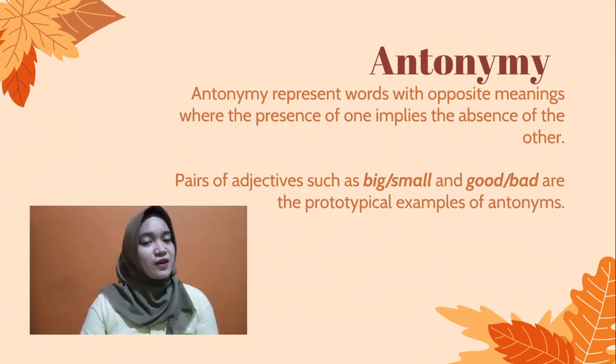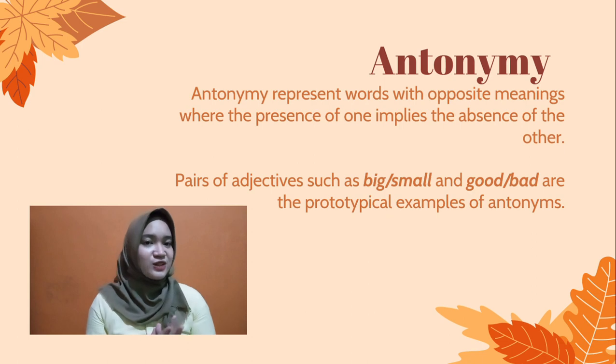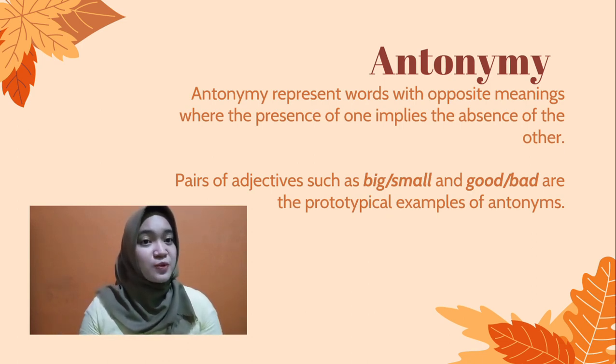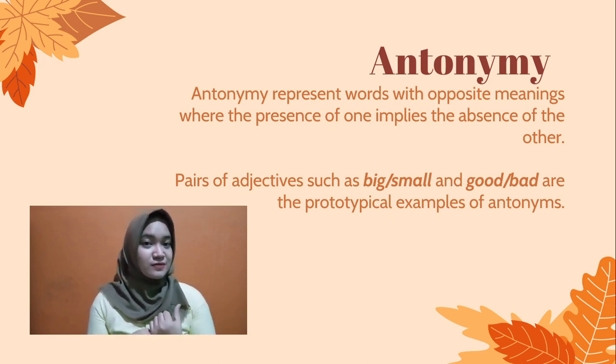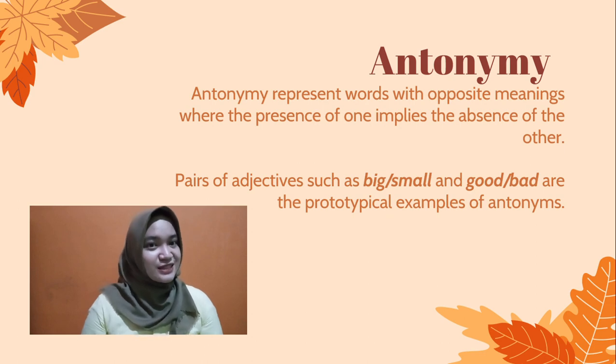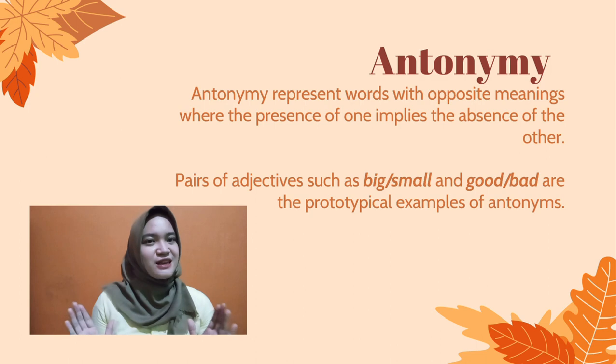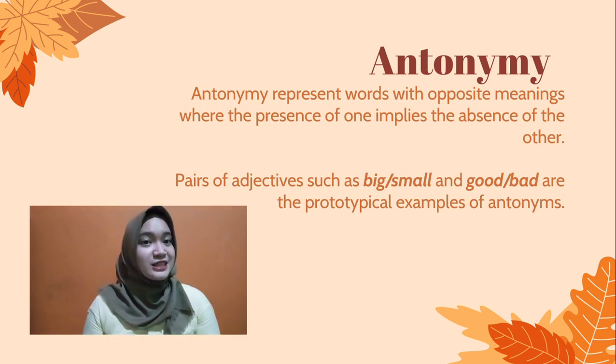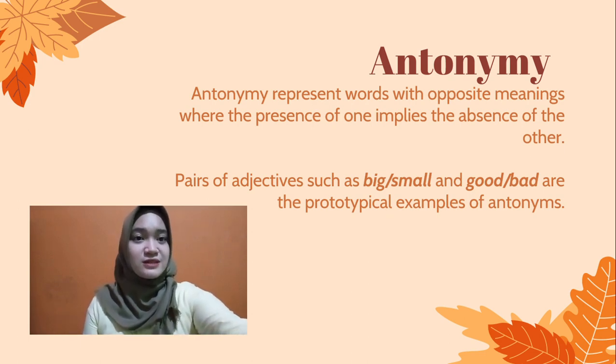The first part of opposition to address is antonymy. Antonymy represents words with opposite meanings where the presence of one implies the absence of the other. Pairs of adjectives such as big and small, and good and bad are the prototypical examples of antonyms. Lobner states that their meanings can be illustrated by means of a scale of age, size, diameter, quality, brightness, difficulty, etc., which is open on both sides.